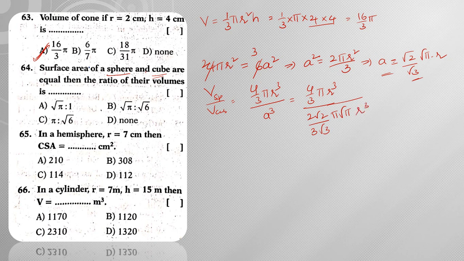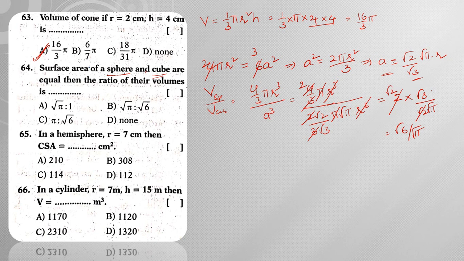Now cancellations. The 2 in 4 cancels 2 times. Next this 3 and this 3 will get cancelled. This pi and this pi will get cancelled. R cube and R cube will get cancelled. Now finally what am I left with in the numerator? In the numerator I have 2, and in the denominator I have root 2 into root pi by root 3. Now the numerator I can write as root 3 by root 2 into pi. Again the root 2 will get cancelled root 2 times. Then I can write it as root 6 by root pi. So root 6 by root pi.